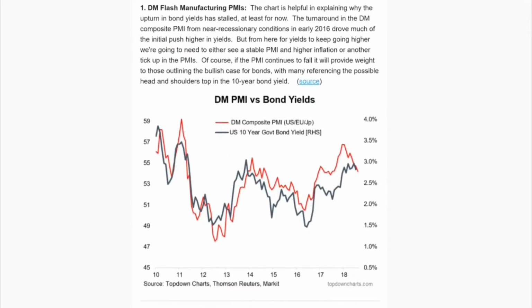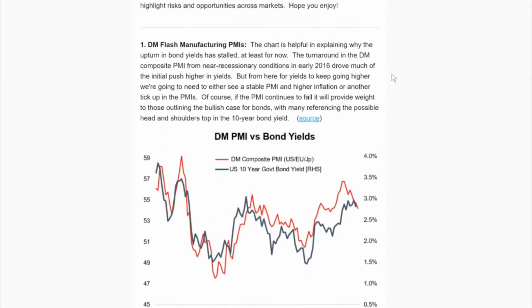So we'll start off with number 1 here, the developed markets flash manufacturing PMIs. In the red line here we've got the composite manufacturing PMI for all the developed market economies that release a flash PMI, which is sort of an early reading of the PMI. It's put together based on GDP weights.